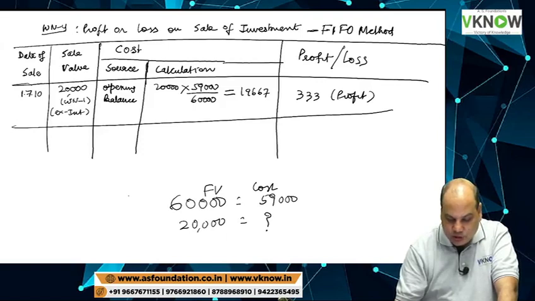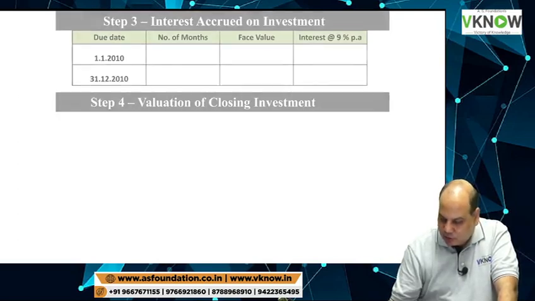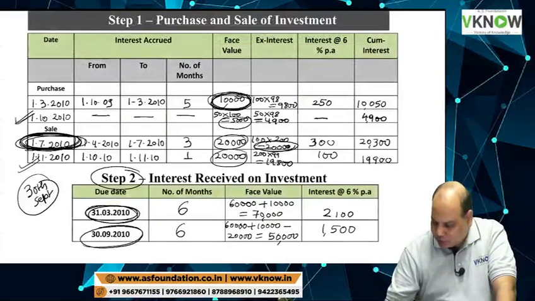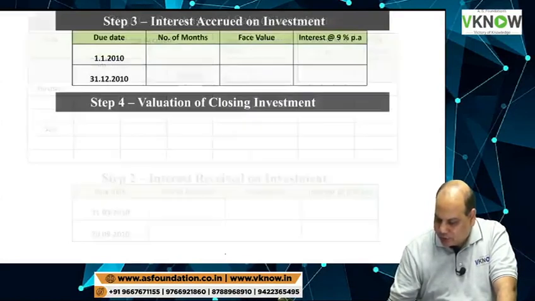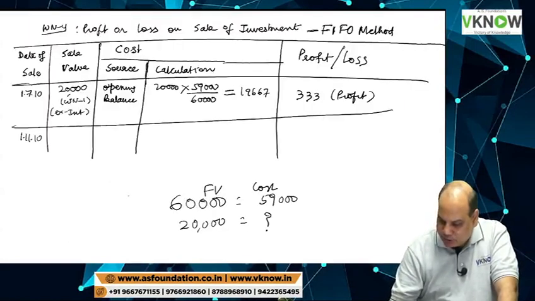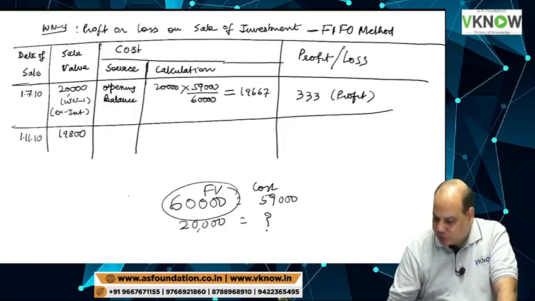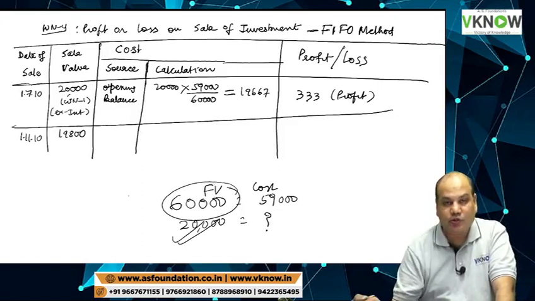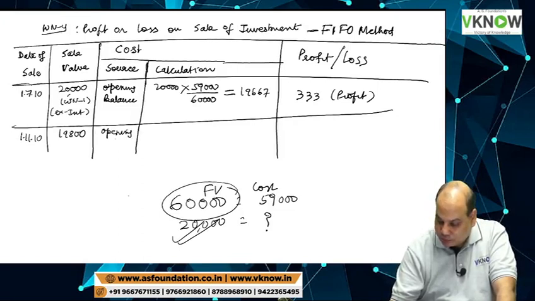There is one more sale transaction on 1/11/10. What was the sale value? I have to take the ex interest amount on the screen, 19,800. I have an opening balance of 60. 20 gone, but still 20 remaining. So the source of this will also be opening balance.